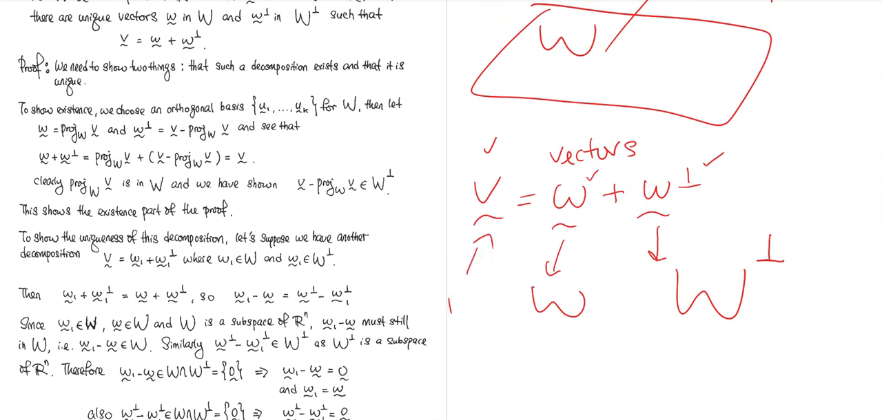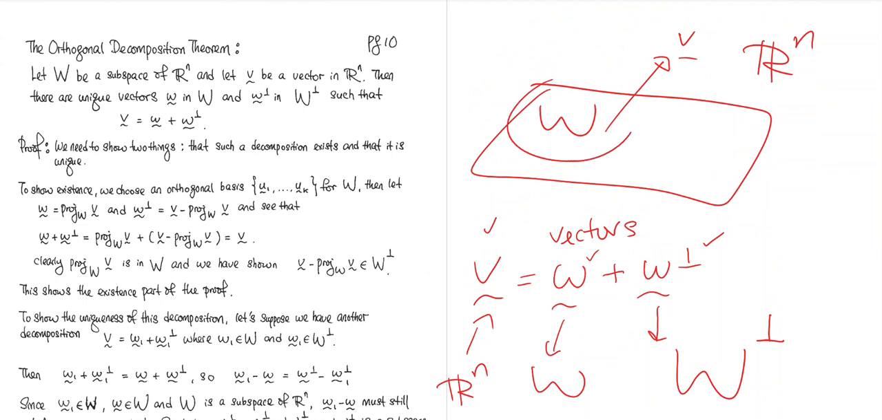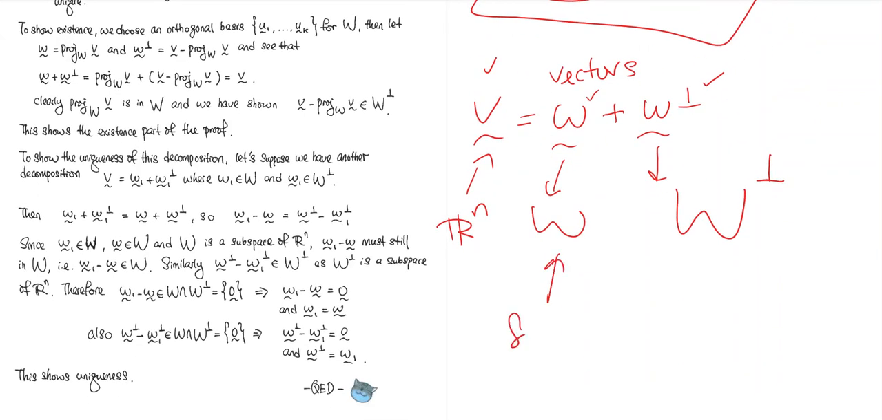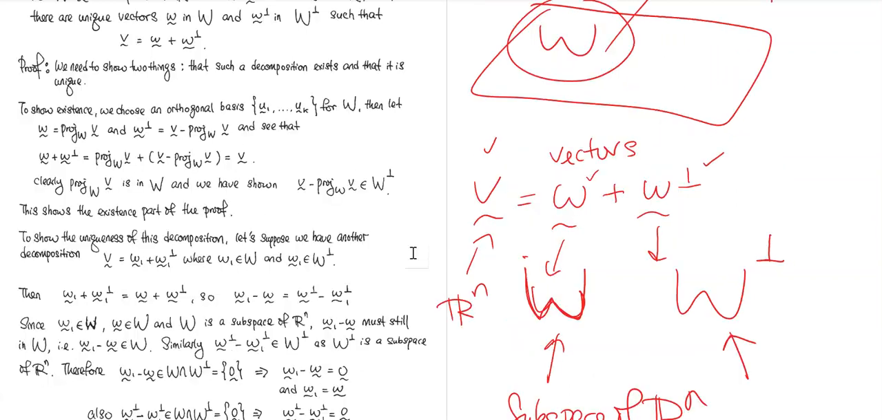V is in Rn. W is a subspace of Rn. And obviously, this is also another subspace of Rn, but this is the orthogonal complement of the vector space W. So basically, you are saying that every vector in Rn can be written as a sum of two vectors. One of them is from the vector space W, and the other one is from W perp. That's what it says.